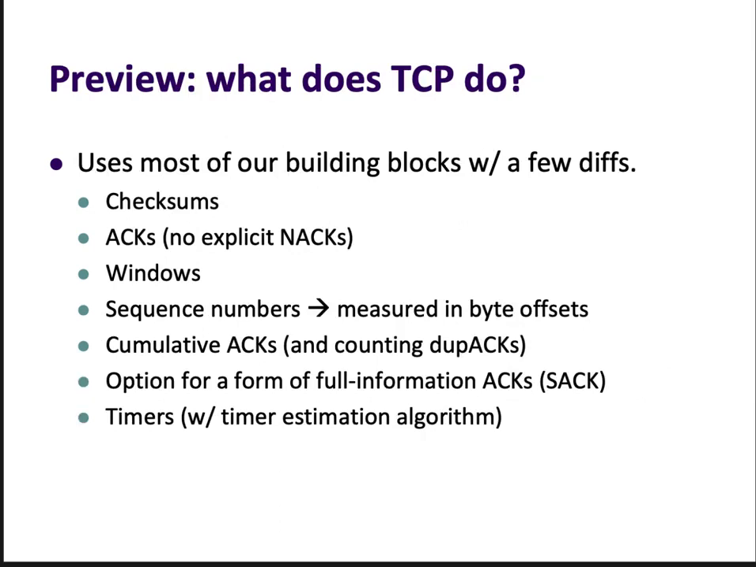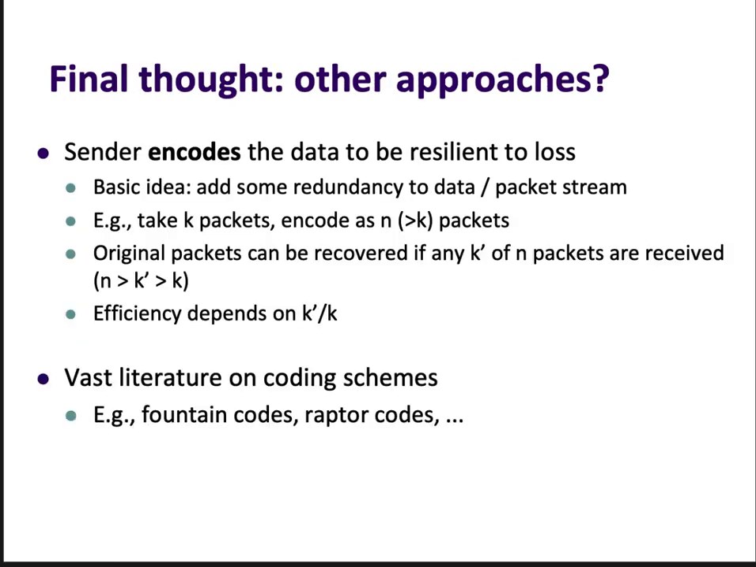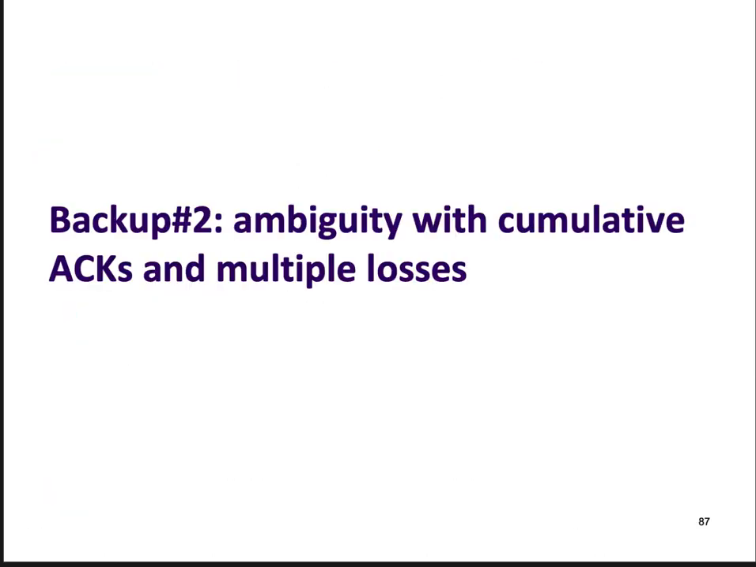Just a quick preview of what TCP does. It actually uses most of these building blocks that we've covered. It does use checksums, uses ACKs, no NACKs, it has windows, sequence numbers, cumulative ACKs, and it counts the number of duplicate ACKs. It does optionally have a form of full information ACKs that we call selective acknowledgements, so we'll cover that as well. And then it has these timer estimation algorithms. I'm going to skip this for today. Let me jump to an example of ambiguity with cumulative ACKs. How many of you feel like you want to see the example?